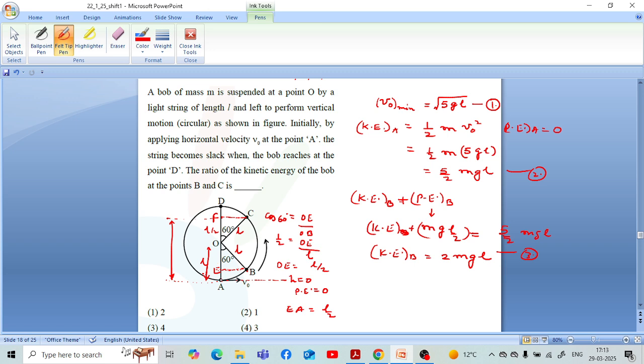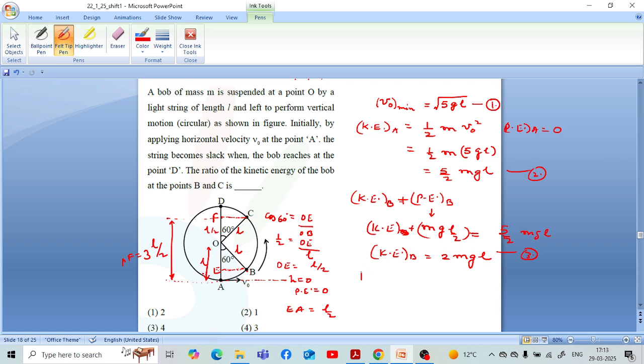So we can say that total length FA is equal to OA plus OF, so L plus L by 2. So this length comes out to be 3L by 2. This is AF. Now this is used to calculate the potential energy at point C.